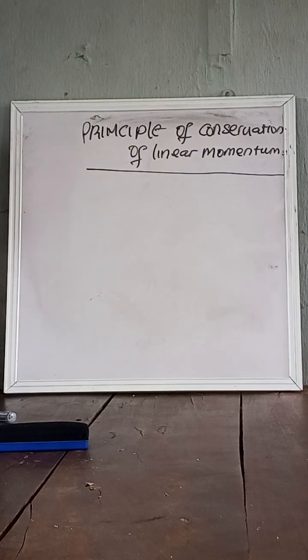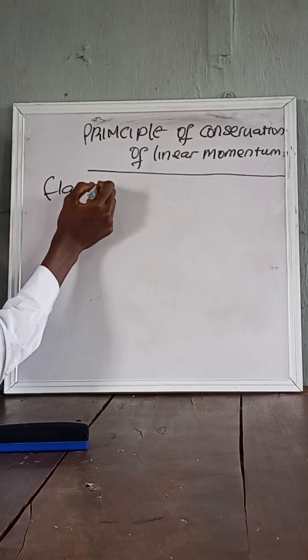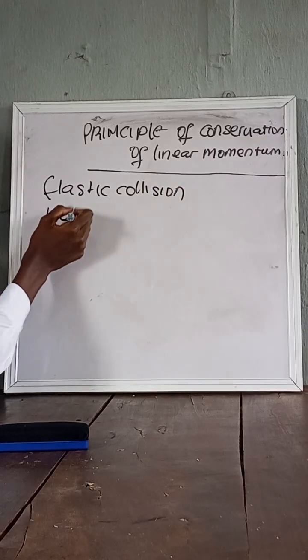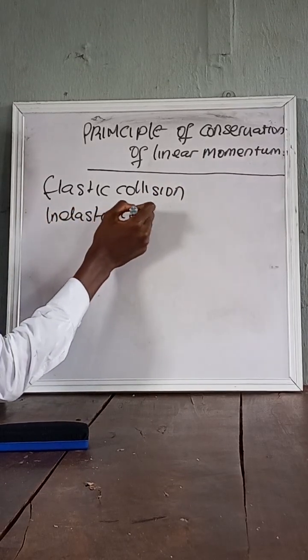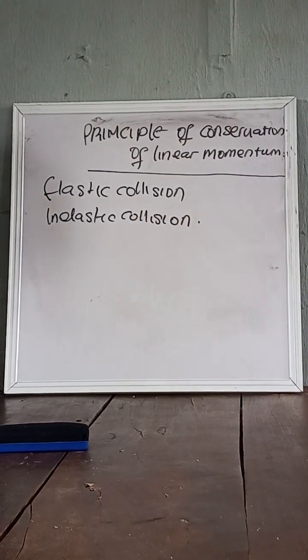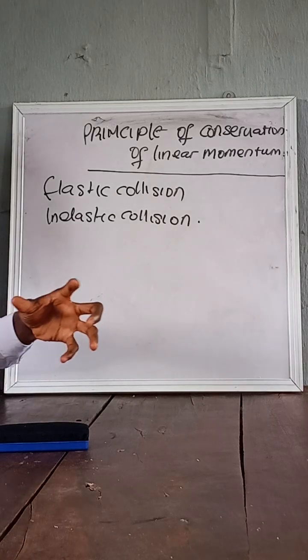So based on this principle of conservation of linear momentum, we have two types of collision: the elastic collision and the inelastic collision. I'll be explaining these two types of collision now. In elastic collision, both your kinetic energy and momentum are conserved, because immediately after collision, the two bodies are going to separate.